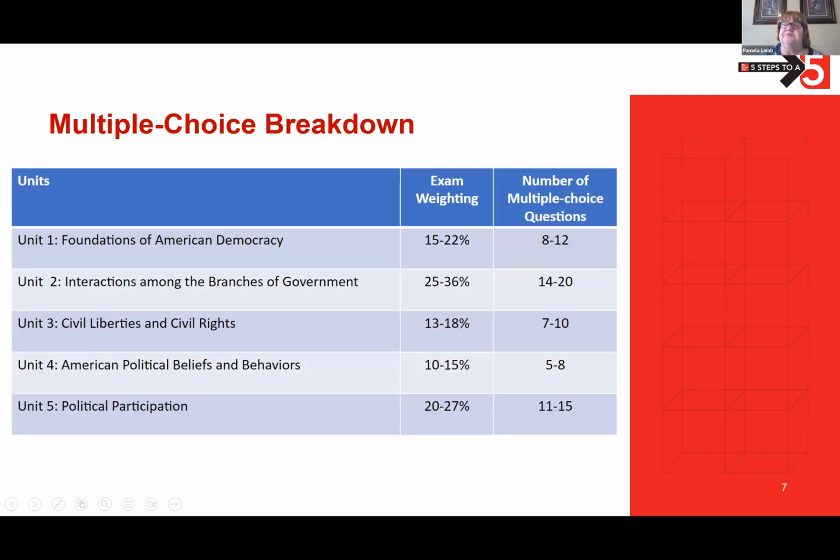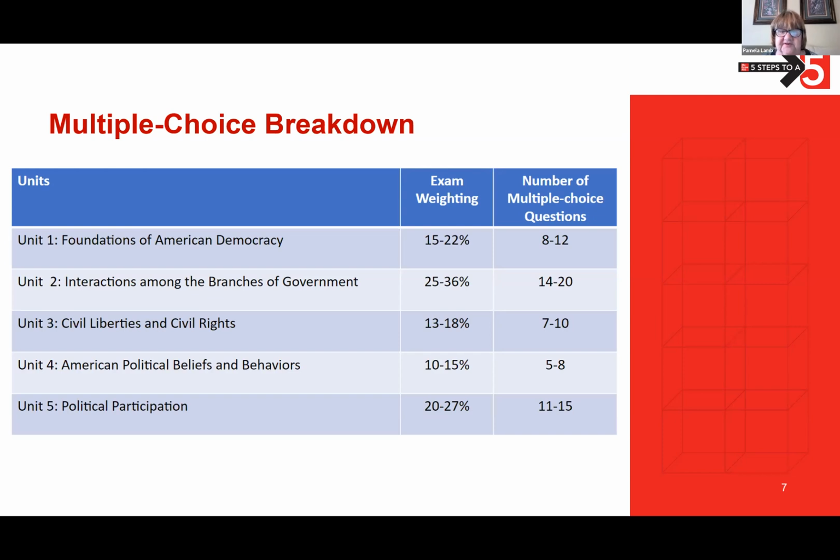When you look at the multiple choice breakdown, you have 5 units. Your teachers may have covered how many questions might come from each unit, but as you look at this chart, you might notice that Unit 2 is by far the largest unit, the interactions among the branches of government. That unit includes the 3 branches, the Congress, the executive branch. It includes the judicial branch and the bureaucracy, which in most textbooks, that's 4 chapters.